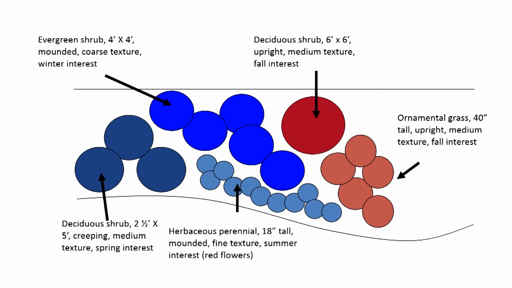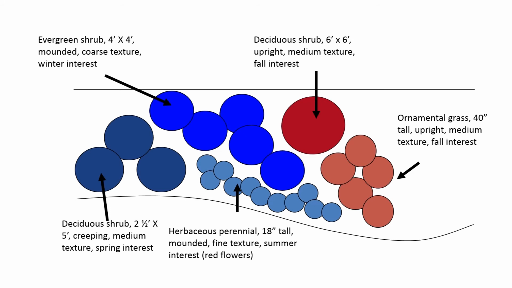Finally, we'll fill in the rest of the space with an herbaceous perennial. In this case, we'll have it shorter than what's behind it at 18 inches tall. It's going to be fine texture, which is a big contrast to the coarse texture of the evergreen behind it, so that'll make it stand out a little bit more.